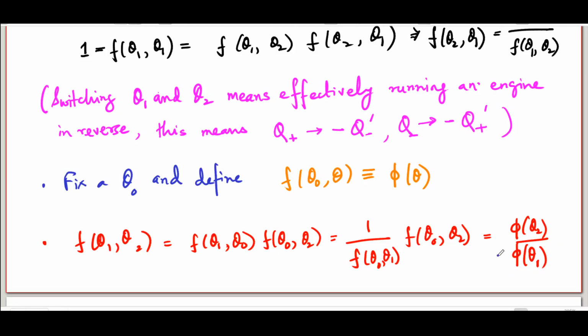Let's quickly check that this actually is consistent with whatever we have figured out so far. If you put in theta 1 and theta 2 equal, these two phi's will just cancel each other out and you will get 1. So that checks out that f of theta comma theta is 1. And if you were to interchange theta 1 and theta 2 here, it's obvious that the numerator and denominator will be interchanged and you will end up with the reciprocal, which is exactly what we had figured out a while ago.